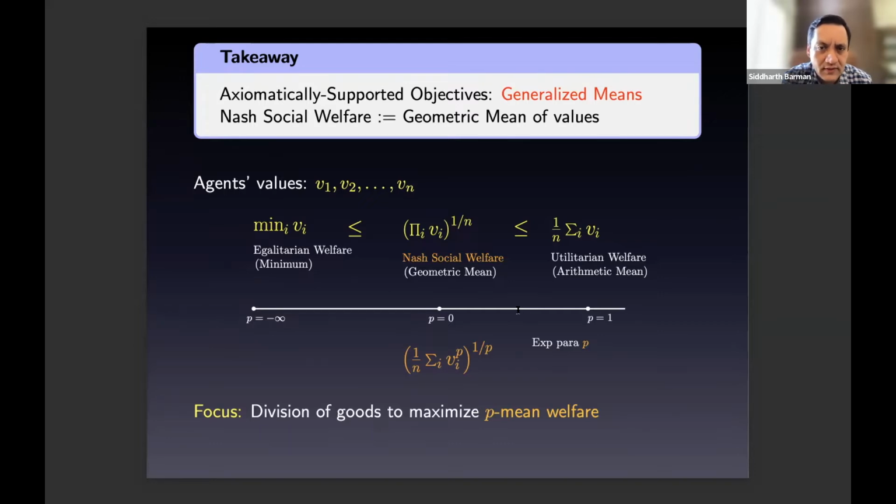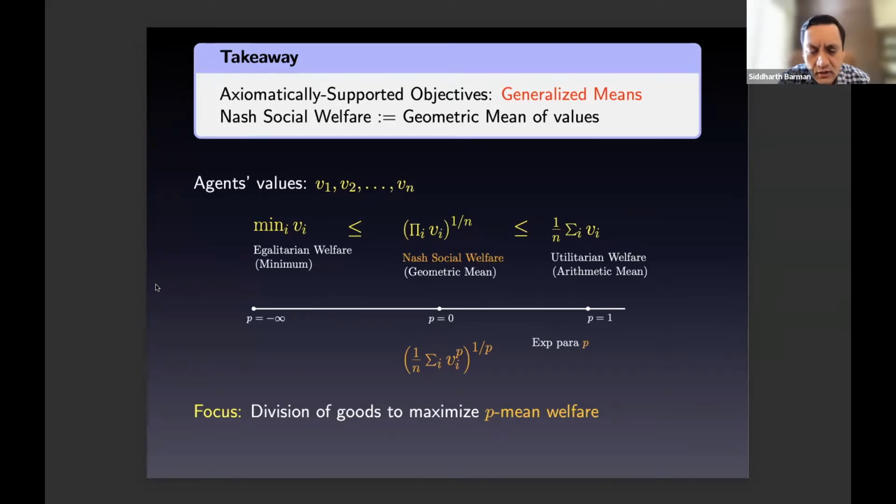We are looking at a class of objective functions, a class of welfare functions called generalized means. They have this general expression. For different values of p, I get different instantiations of this welfare function. They are not only a natural and algorithmically interesting class of functions, they come with an axiomatic backing. There are fairness axioms, starting with which you can show that these are the class of welfare functions that satisfy those fairness axioms.